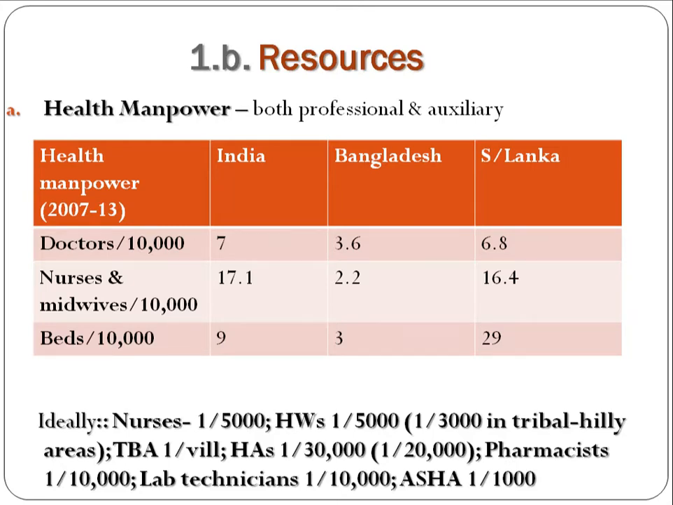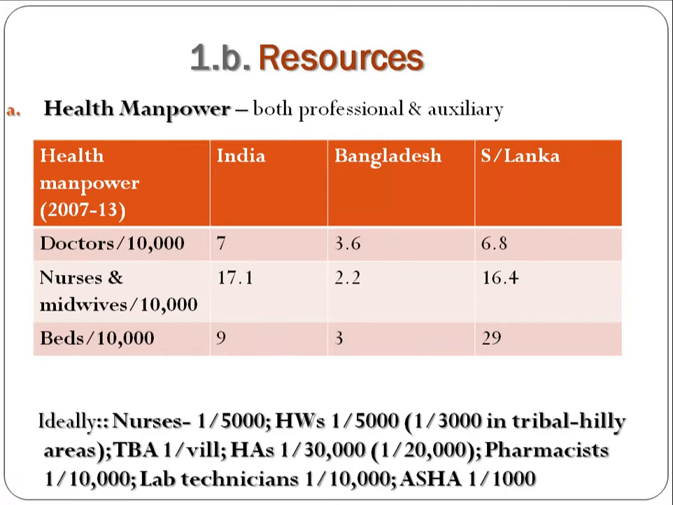So what are the resources in India? The doctors per 10,000 population is 7 doctors per 10,000. Whereas if you see, Sri Lanka is almost there, 6.8. The nurses and midwives per 10,000 in India is 17.1 per 10,000. Whereas we come a very, very low line when it comes to beds per 10,000 population as compared to Sri Lanka, which is a smaller and they say a less developed country than ours.